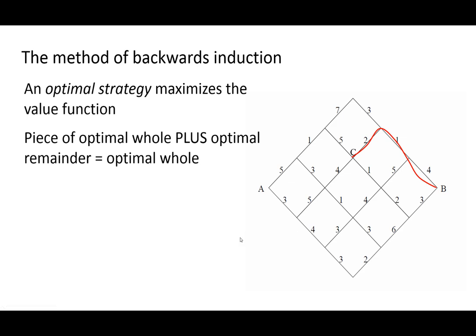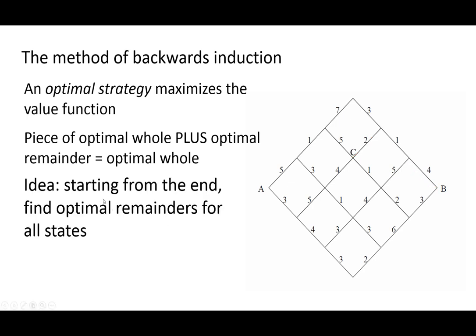And this property takes us to the idea that we can start from the end, find optimal remainders for all states, and then this will give us a solution, okay? Now I'm going to illustrate this idea. Once again, we start from the end when we found the paths going from the previous time point to this point B, then go backwards one step and so on. This is how it works.